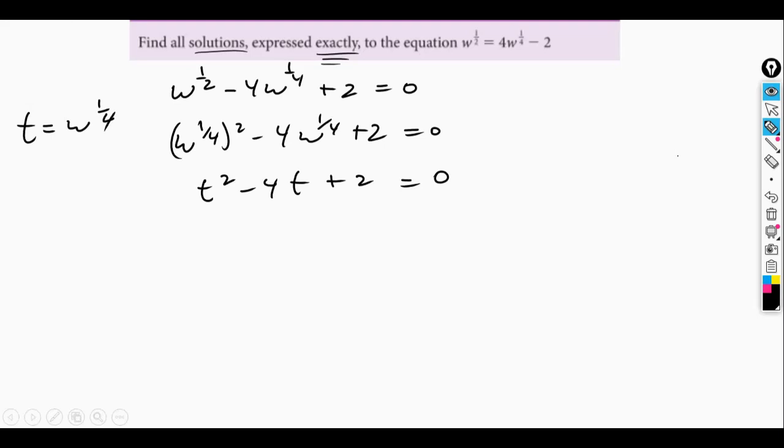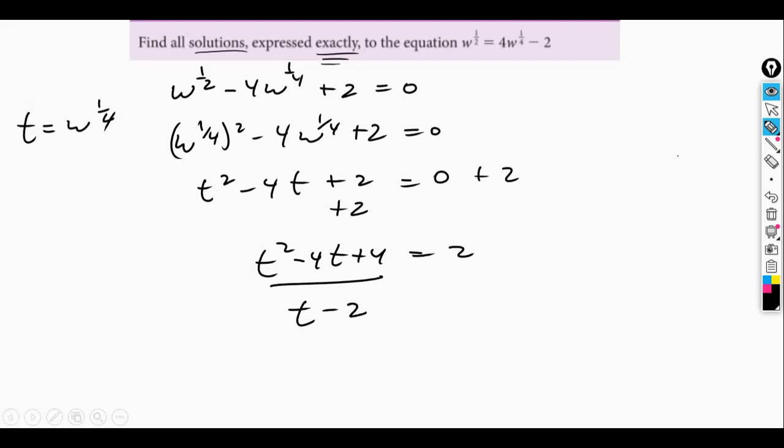So I can make this into a perfect square by simply adding 2 here. But if I add 2 to this side, I should add 2 to the other side of the equation, right? So now I have t squared minus 4t plus 4 equals 2. And this is a perfect square because this is simply going to be t minus 2 squared equals 2. So this is what's called completing the square.